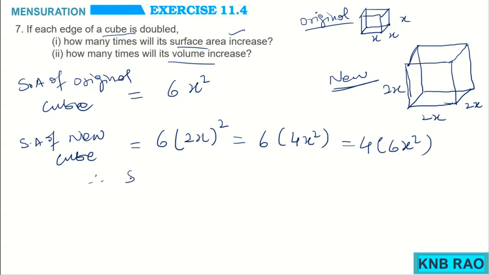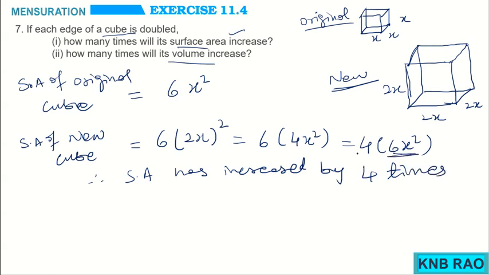Therefore the surface area has increased by 4 times. Why? Because 6x square is the surface area of the original, and the new one is 4 times that, where this is 24 and that is 6. So 4 times only.